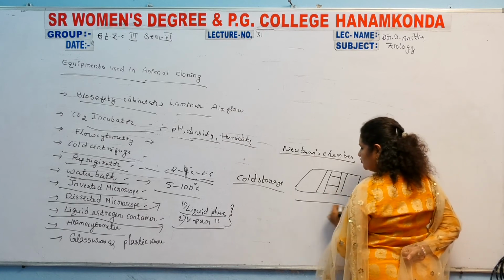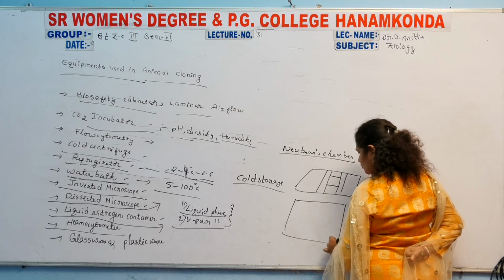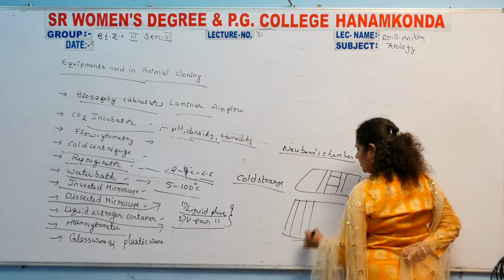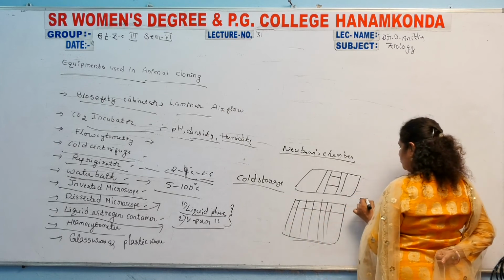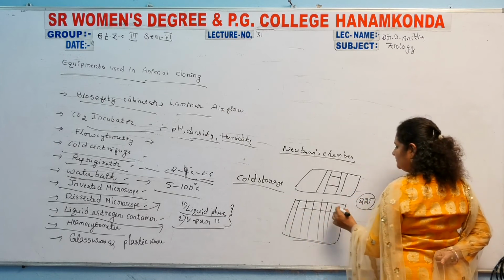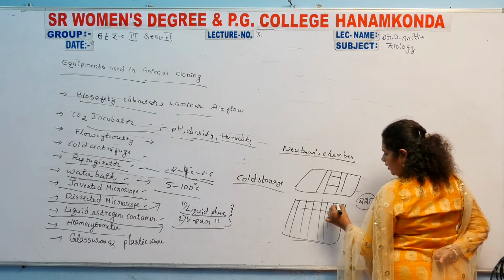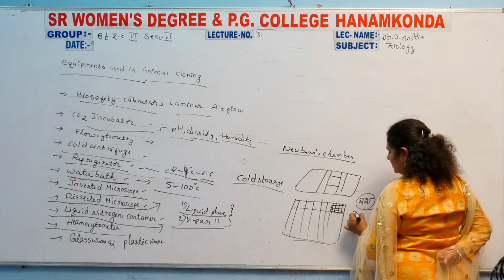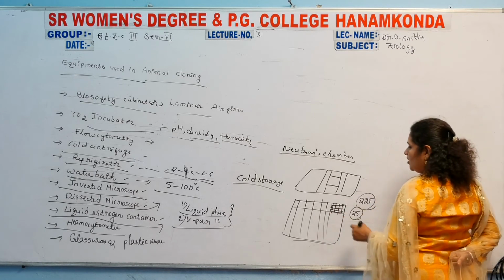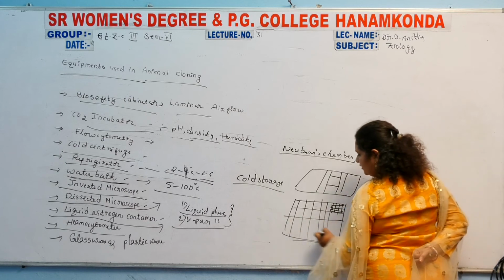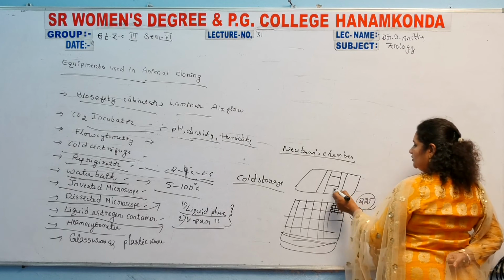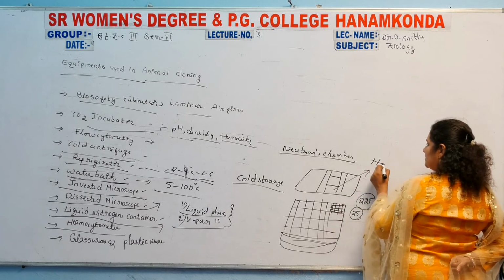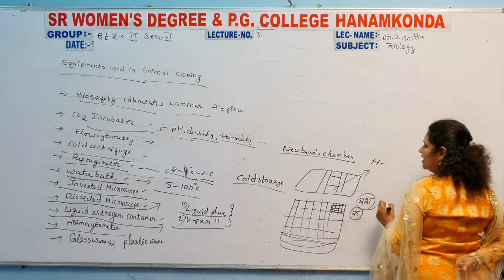These chambers are again divided into 5 rows and 5 columns. Each one possesses totally 225 small chambers, because each and every small square is again divided into 5 rows and 5 columns. A single one may possess 25 chambers, and totally 5 are there inside the Neubauer chamber. It is also called a hemocytometer or a Neubauer chamber.